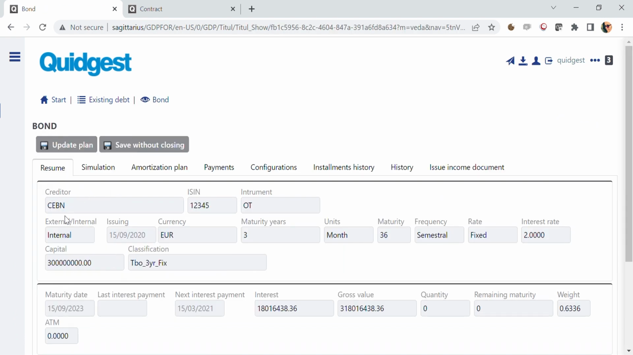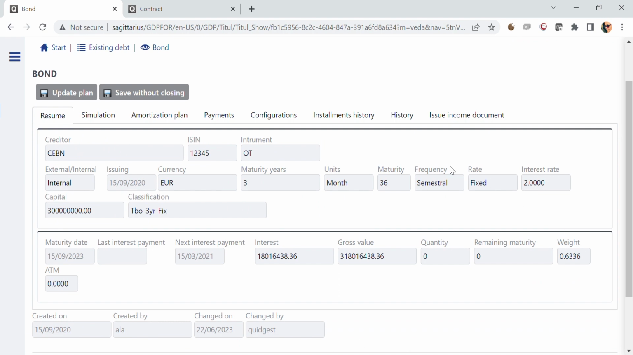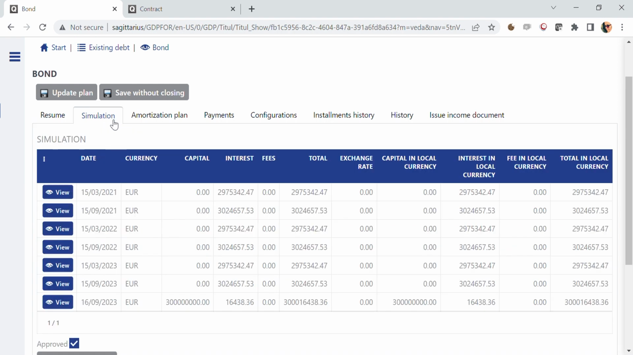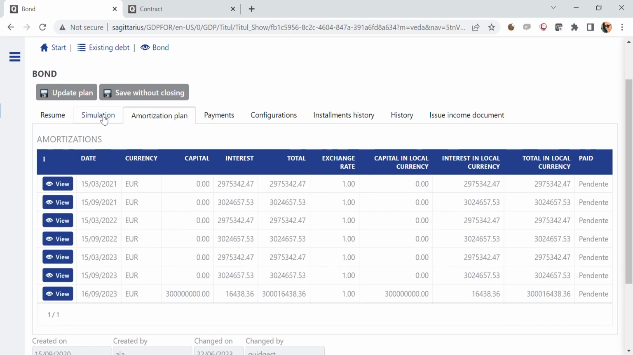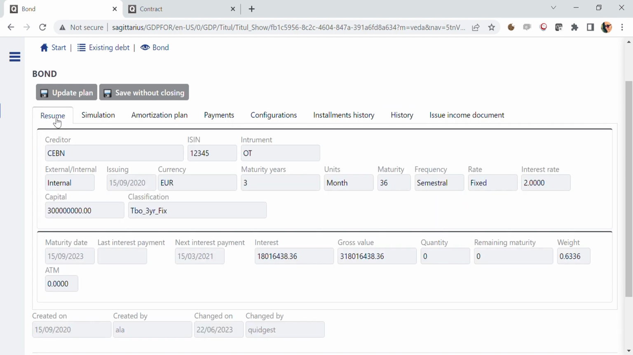We have the resume, so the most important information about the security, simulation and amortization plan of the cash flows. Basically, simulation is not yet debt, only when it's accepted it becomes an amortization plan. The payments, that in the end is the execution of the amortization plan, all the history and some configurations. As you can see, for the securities this form is quite simple and intuitive. However, depending on the complexity of the instrument, the form grows.